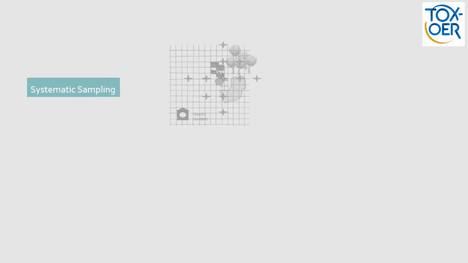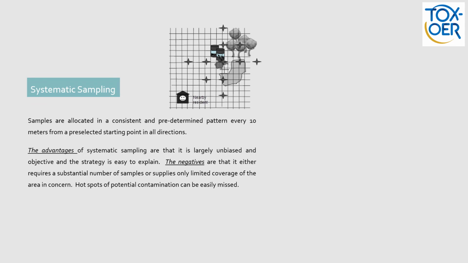Systematic sampling. Samples are allocated in a consistent and predetermined pattern, every 10 meters from a preselected starting point in all directions. The advantages of systematic sampling are that it is largely unbiased and objective, and the strategy is easy to explain. The negatives are that it either requires a substantial number of samples or supplies only limited coverage of the area in concern. Hotspots of potential contamination can be easily missed.